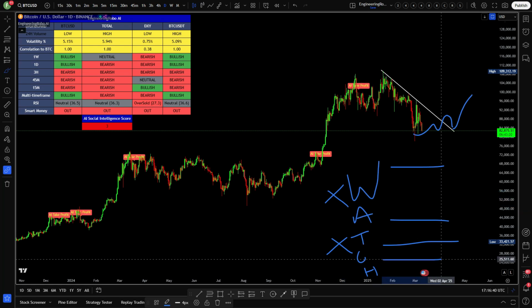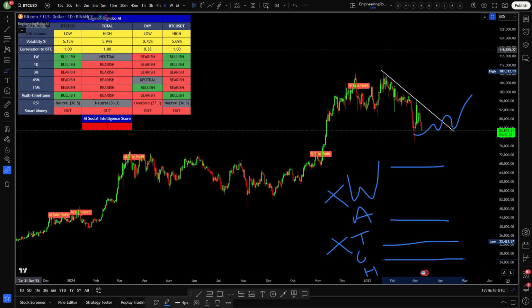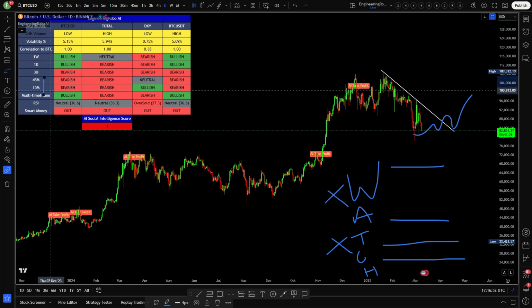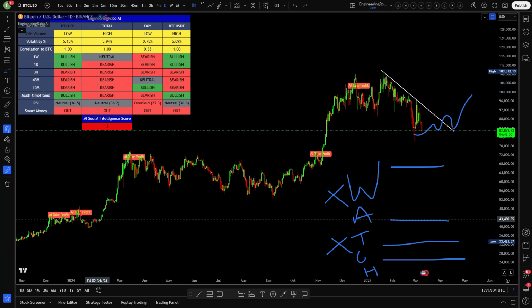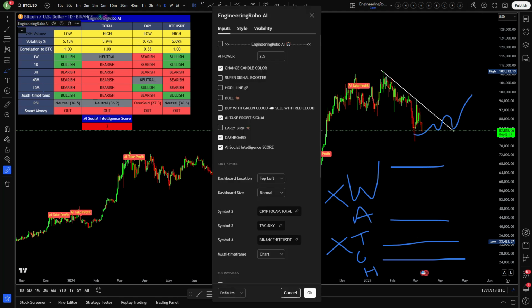We'll look at the cloud. Just before we switch onto the cloud, I just want to continue looking at the signals that the EngineeringRobo AI has given us, all on the smaller time frames: 15-minute, 45-minute, and 3-hour. It's completely bearish, as you can see. Not a good sign on the smaller time frames. But if we now bring in the cloud, let's bring in the cloud.